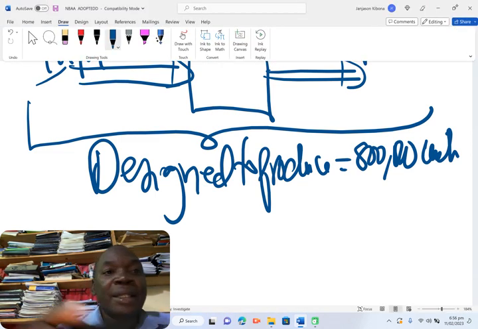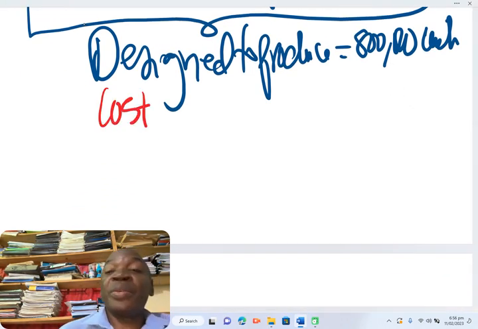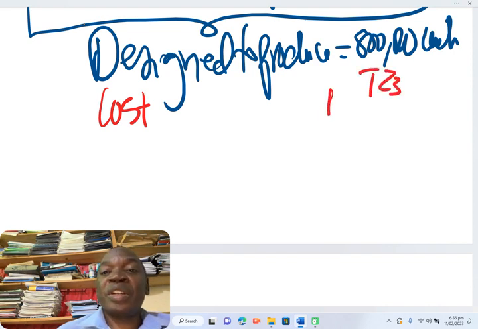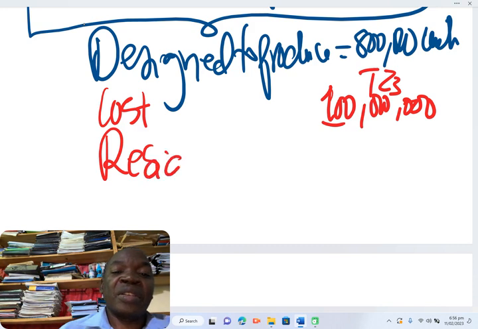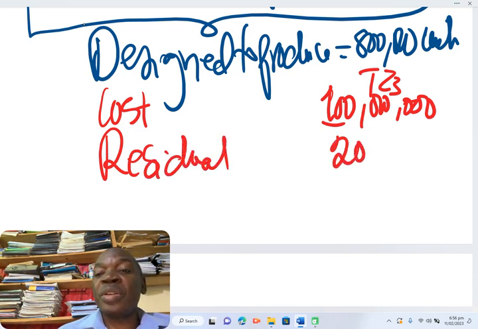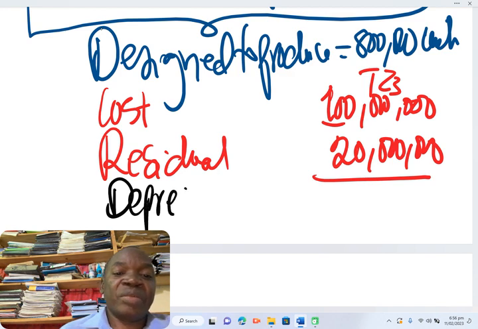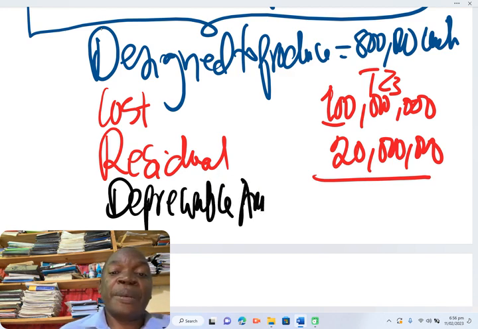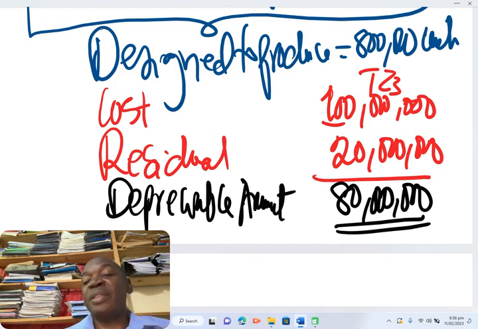Next, you must establish the cost of this machine, which is 100 million, isn't it? Next, you must establish the residual value at the end, which is 20 million. Therefore, the depreciable amount can now be established. Depreciable amount is how many? 80 million. It's 80 million.